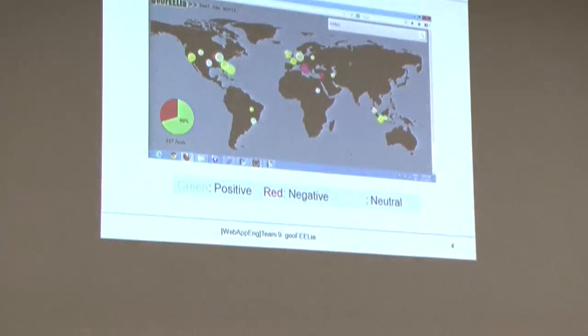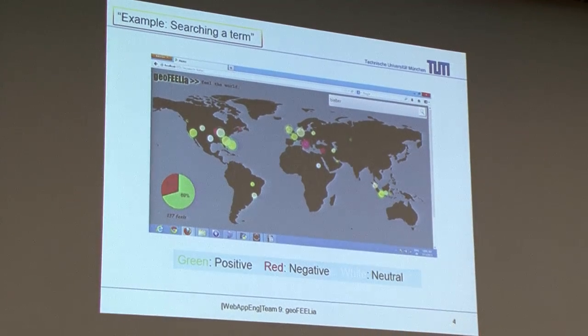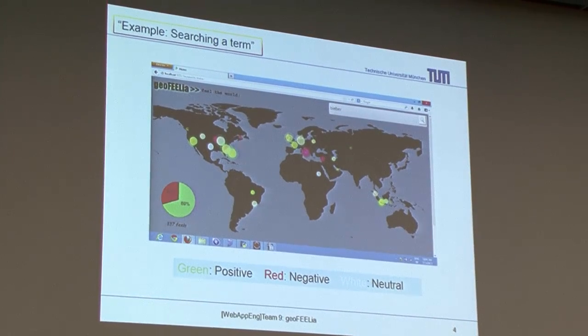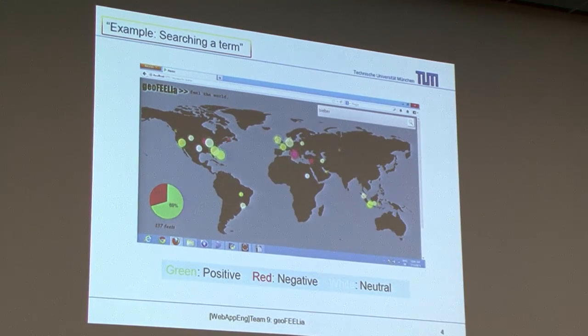Here's a sample search with Bieber, as in Justin Bieber. You can see that across the world about 70% of the people are positive, 31 are negative, and you can see how people feel about him across the world, which is interesting. It's quite mixed.